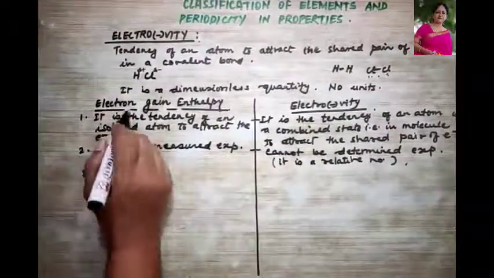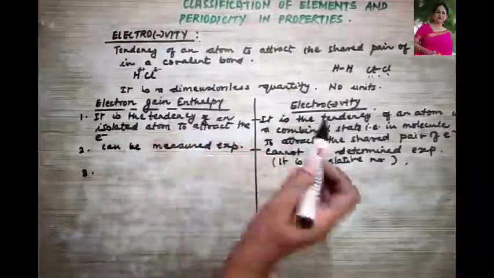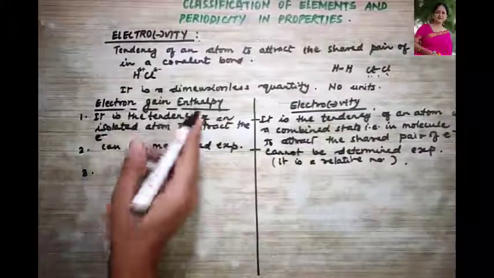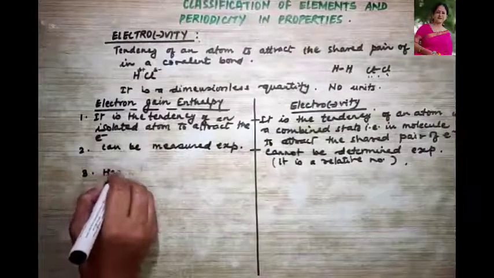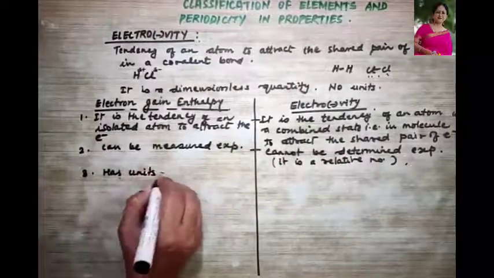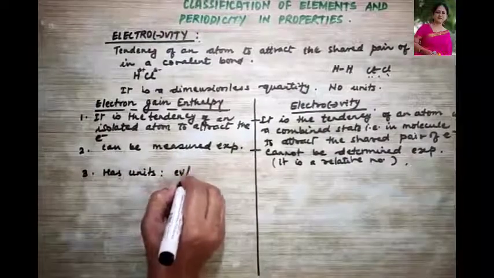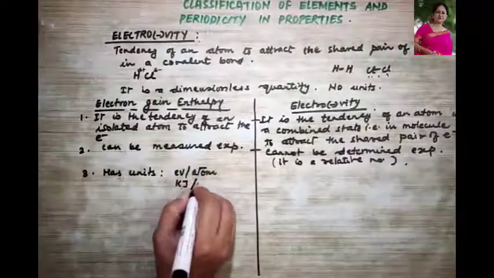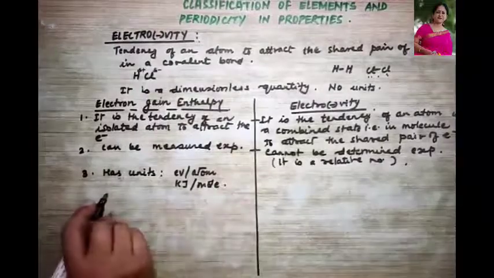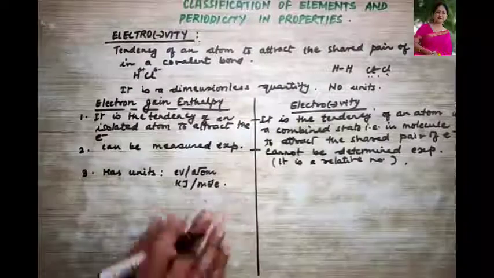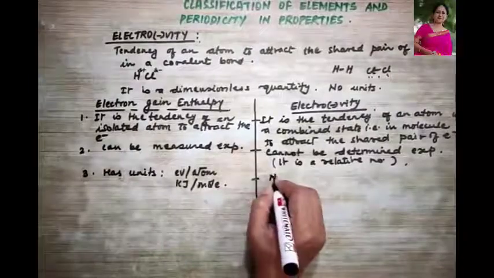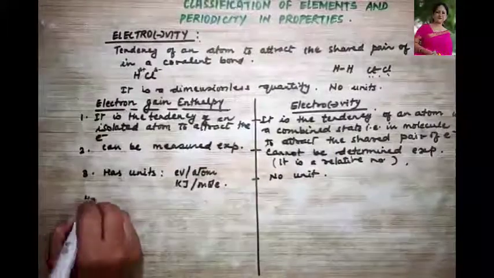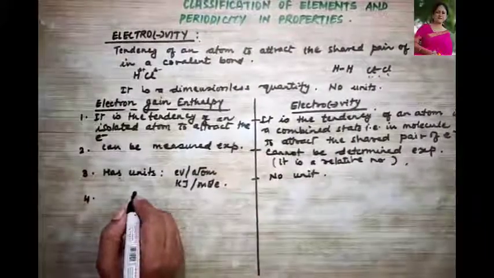Let's come to the third point of difference between the two. Electron gain enthalpy has units, whereas electronegativity has no unit. So what is the unit of electron gain enthalpy? It can be electron volt per atom, or kilojoules per mole, or it could be kilocalories per mole. Over here there is no unit. Electronegativity has no unit.